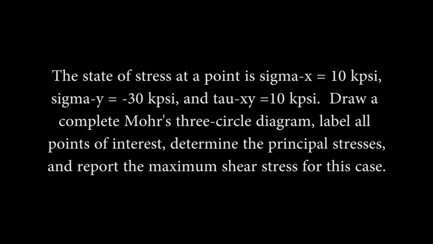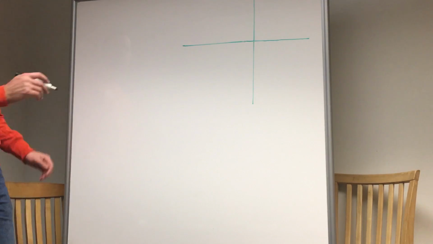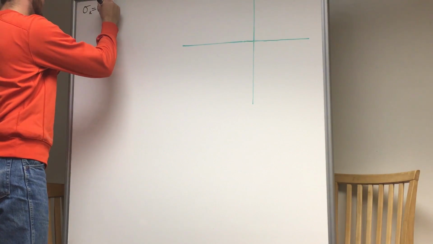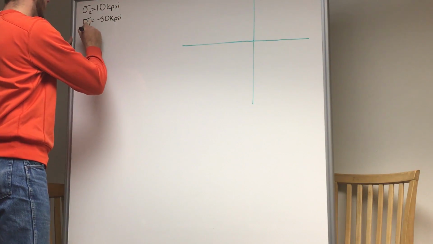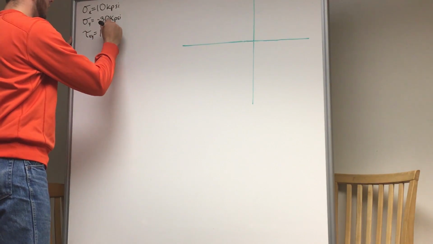The state of stress at a point is sigma x equals 10 kpsi, sigma y equals negative 30 kpsi, and tau xy equals 10 kpsi. Draw a complete Mohr's circle diagram, label all points of interest, determine the principal stresses, and report the maximum shear stress for this case. Sigma x is the normal stress in the x direction, sigma y is the normal stress in the y direction, and tau xy is the shear stress in the xy plane.